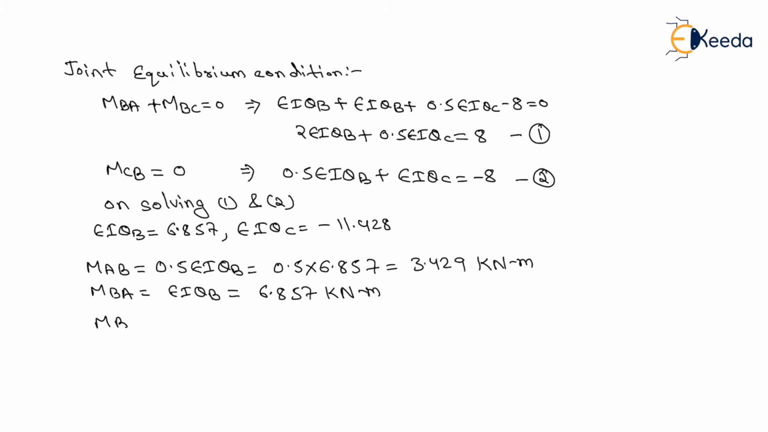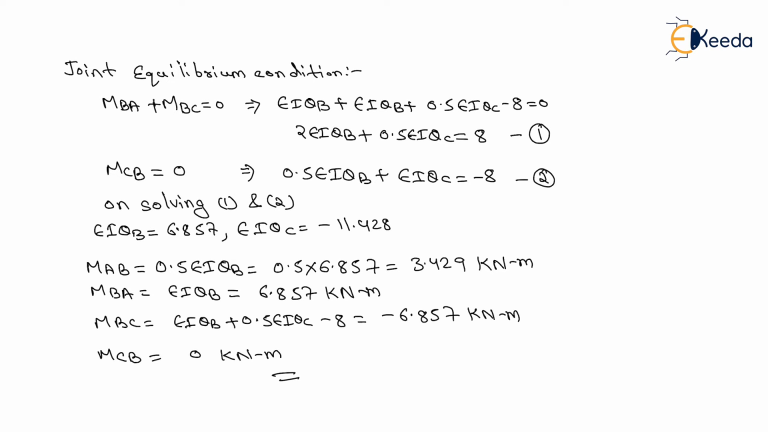Similarly, we can determine MBC, which will be equal to EI theta B plus 0.5 EI theta C minus 8. On putting the value of EI theta B and EI theta C, we will get the MBC value as minus 6.857 kilonewton meter. Similarly, MCB will be equal to 0 kilonewton meter because of the hinge support. So we have determined all the moments, that is MAB, MBA, MBC and MCB. Now we have the moments at all the spans, so we can plot the bending moment diagram.